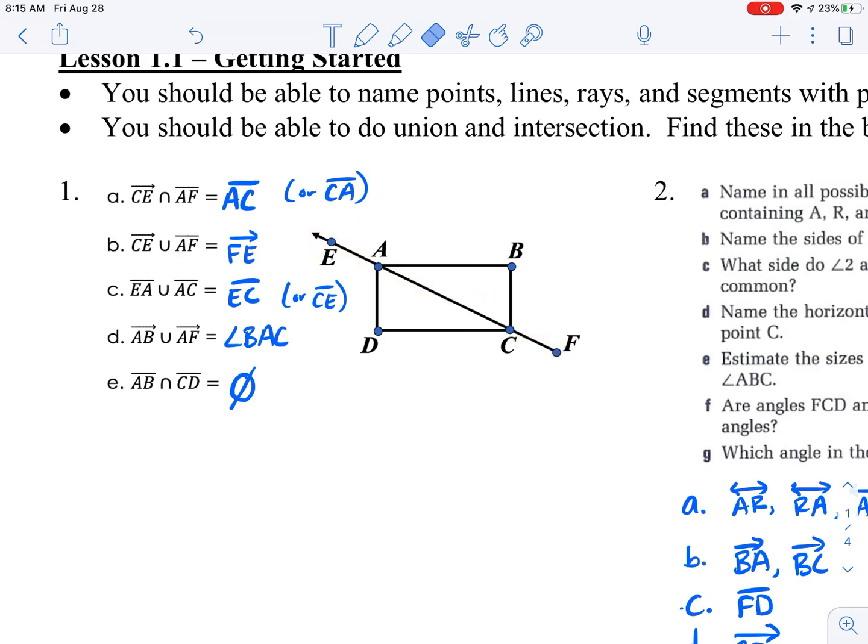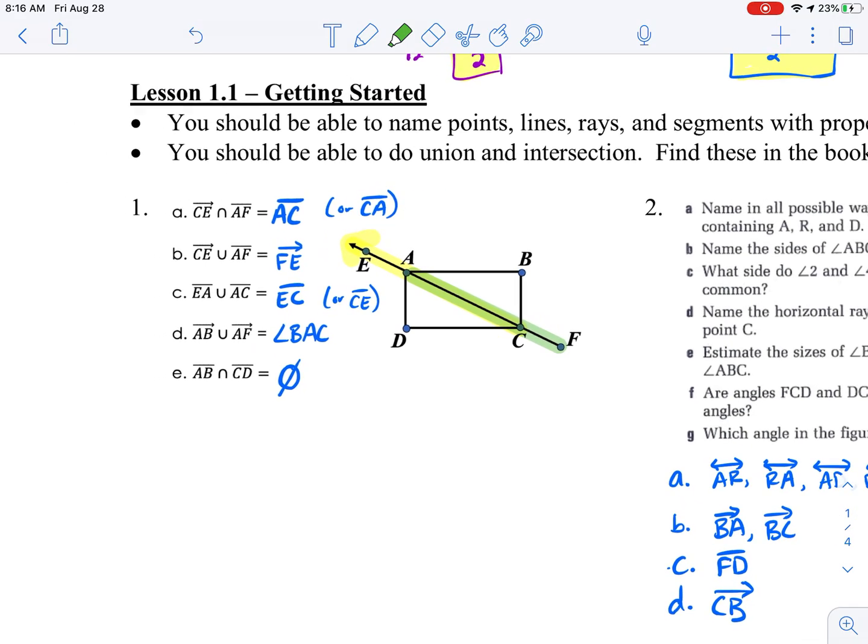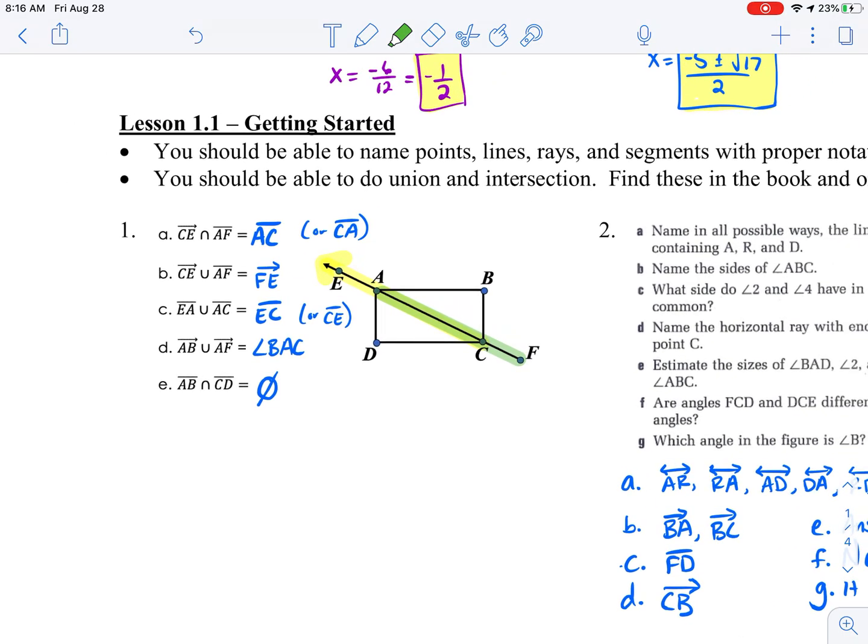Next up for part B, we have ray CE again, so I'm just going to leave that there. And then we want to union it with AF. So same thing again. What I want to look at is, when I combine them, what new geometric element did I form? We are only going to be working within the set of what we already know: points, lines, rays, segments, angles, and possibly triangles. So it's not going to be something wonky; you get to pick from the selection of what we already have.